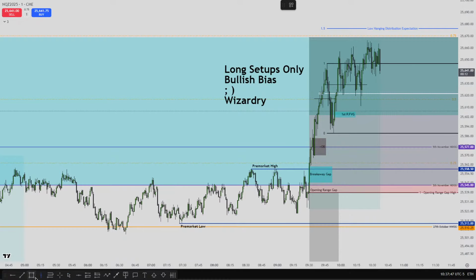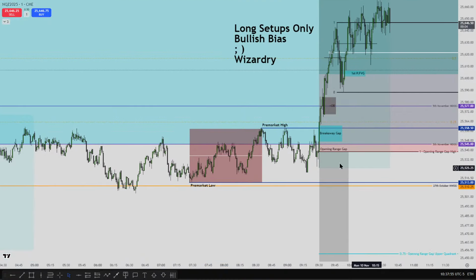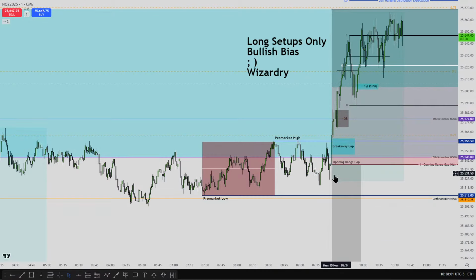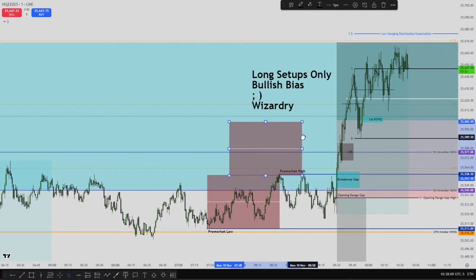So we've rejected off the regular trading hours or the opening range gaps, not the upper quadrant, but we've not even reached the upper quadrant. Like we've failed to get anywhere near that. We just rejected off the opening range gap with a bullish bias. Okay, that is criteria 1 for using standard deviations on the pre-market range.